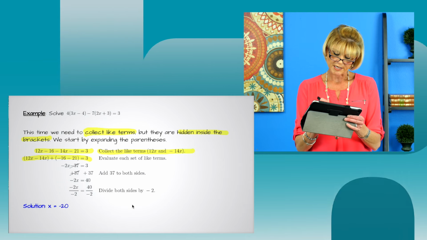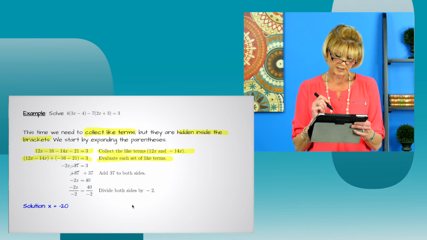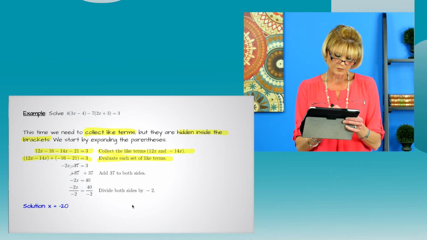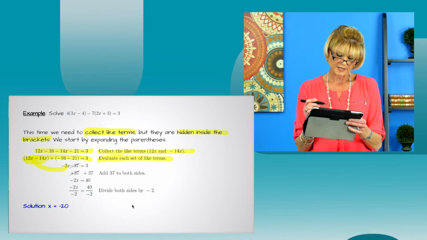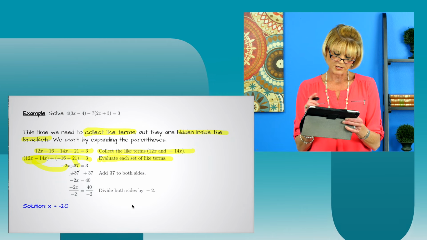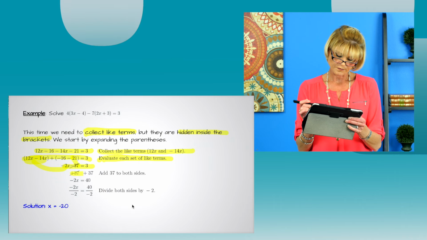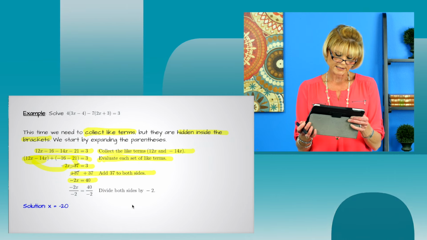So then we're going to evaluate each set of like terms, basically do the operations that are within the parentheses. So 12x minus 14x will give us negative 2x. Negative 16 minus 21 gives us negative 37 equals 3. We're going to add 37 to both sides. We get negative 2x equals 40.